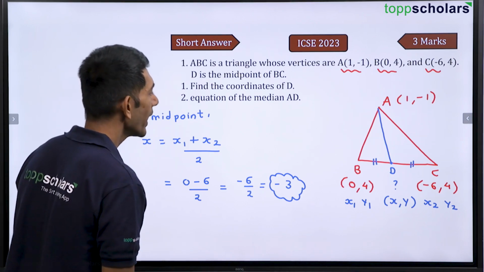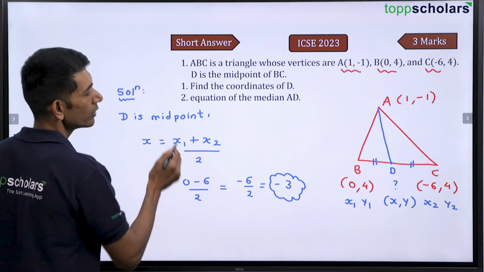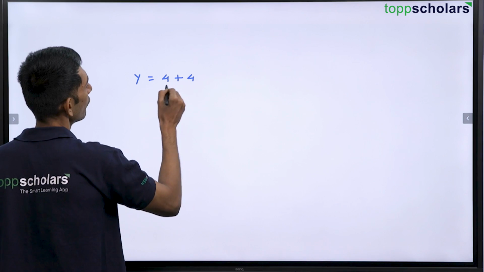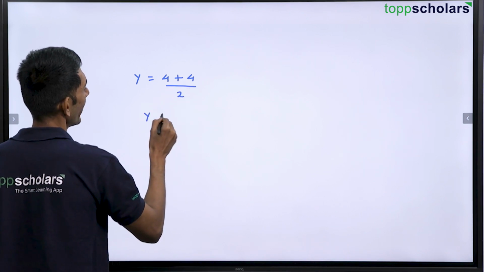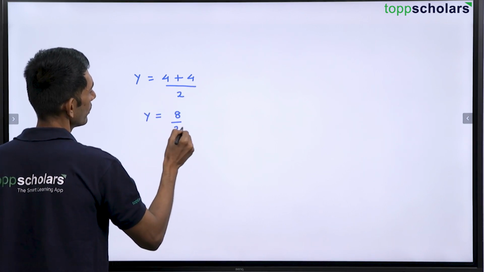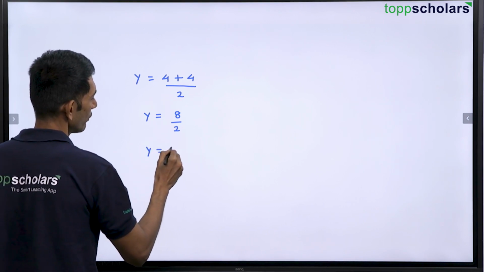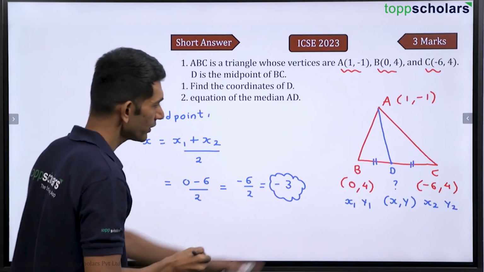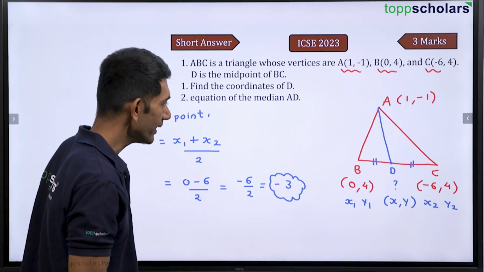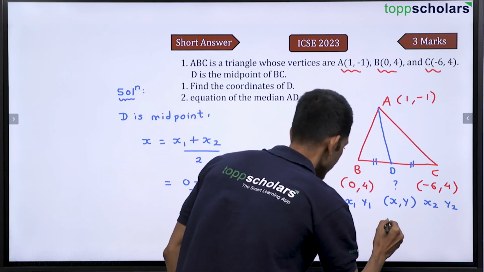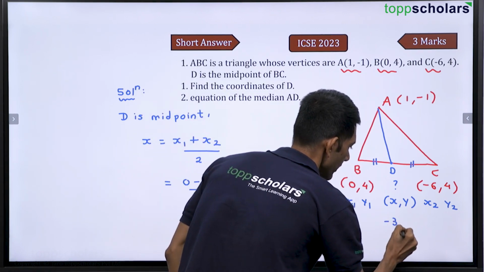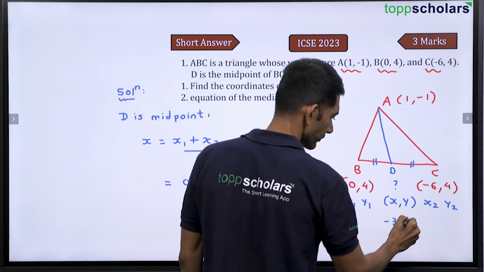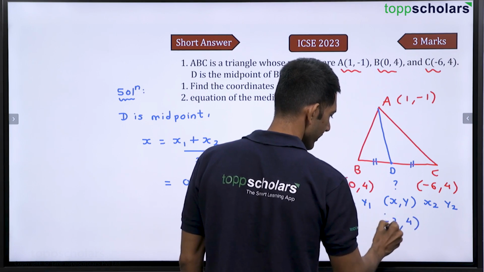Similarly, what will be y? Y will be y1 plus y2 by 2. So can I say y will be equal to 4 plus 4 by 2. So y will be equal to 8 by 2. So y will be equal to 4. So if you see very carefully, we've got the values of x and y. The value of x is minus 3. And the value of y is 4. Correct? So minus 3, 4.